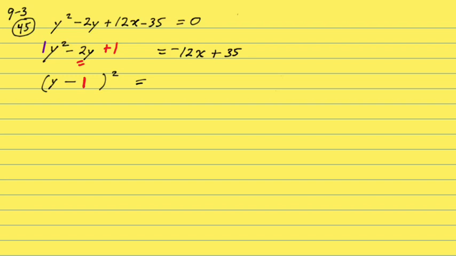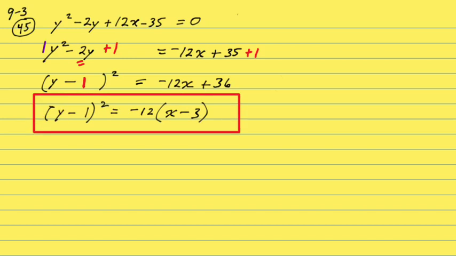If you add 1 to one side, you have to add 1 to the other side, making this other side negative 12x plus 36. Can we factor that? If I take out a negative 12, what would that leave me with? Would that be x minus 3? Negative times a negative is a positive. So I've now put it in standard form.